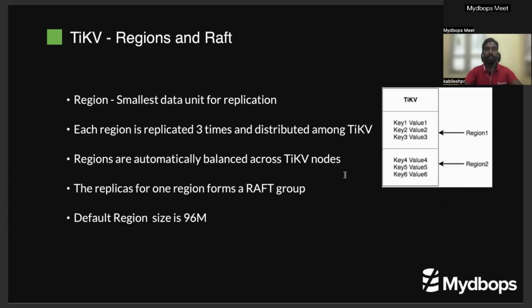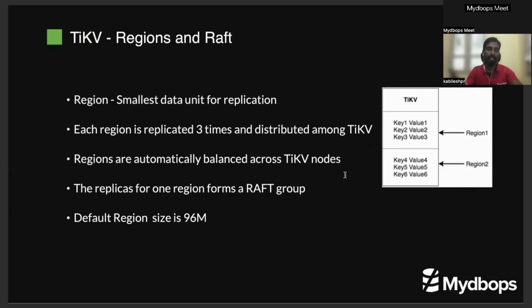Okay. Now let's see how this Raft gets integrated with TiDB. In TiDB, whenever you insert data, the data is segregated into shards. Okay, that smaller piece of data is called a region. So by definition, a region is the smallest unit for data replication within TiDB. Each region, for example, is replicated 3 times among the TiKV nodes.